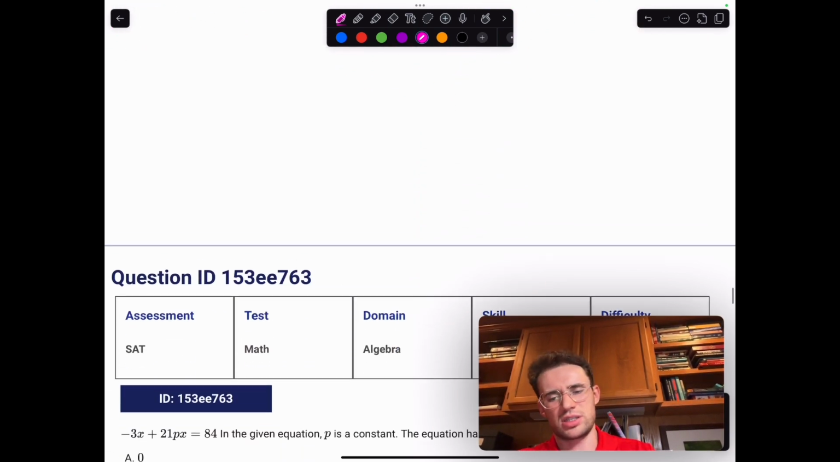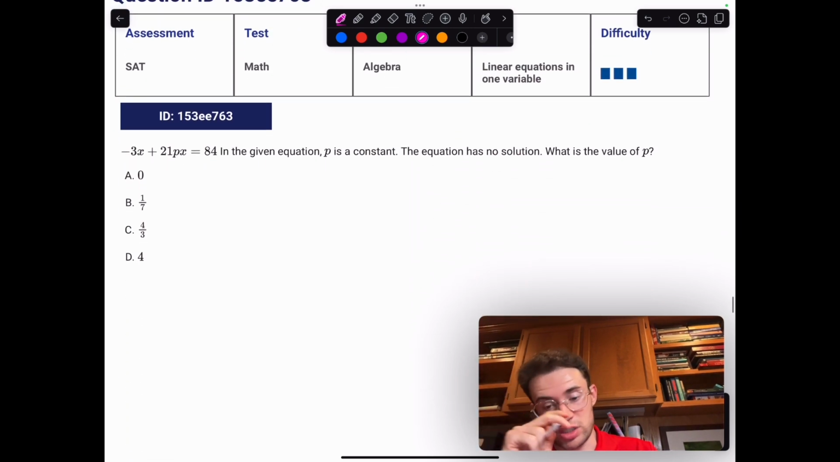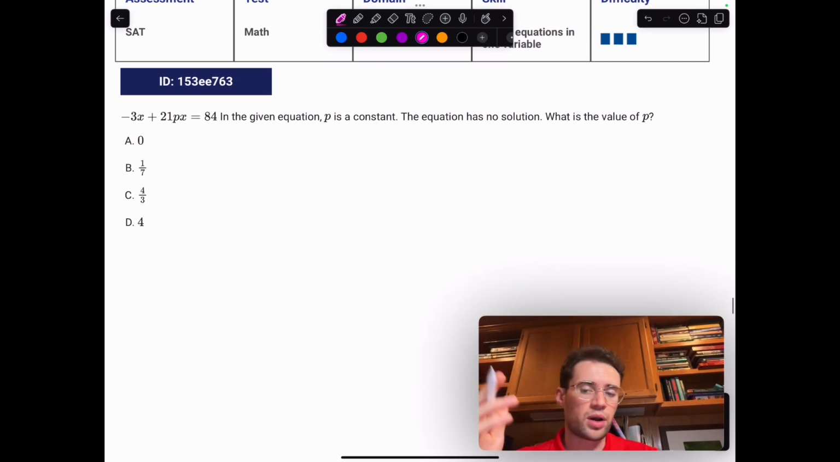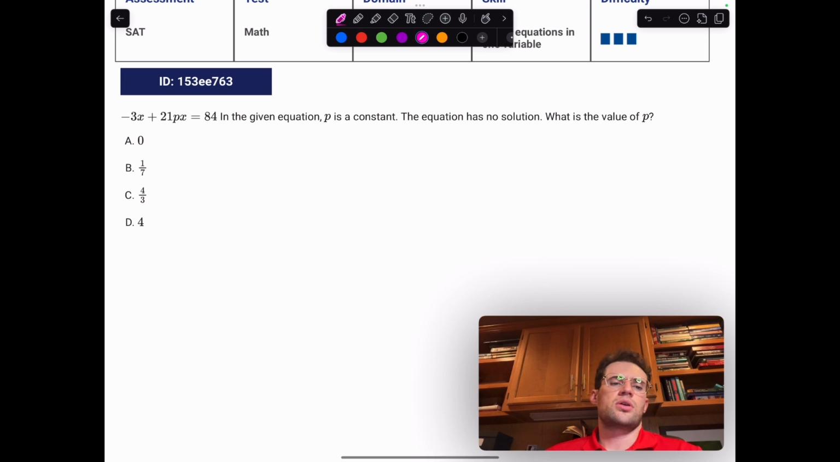It seems like the hard questions, a lot of times, what makes it hard is just that it has some red herrings in it, or it has a lot of steps. So here we have negative 3x plus 21px equals 84. In the given equation, p is a constant. The equation has no solution. It's another no solution one. What is the value of p?